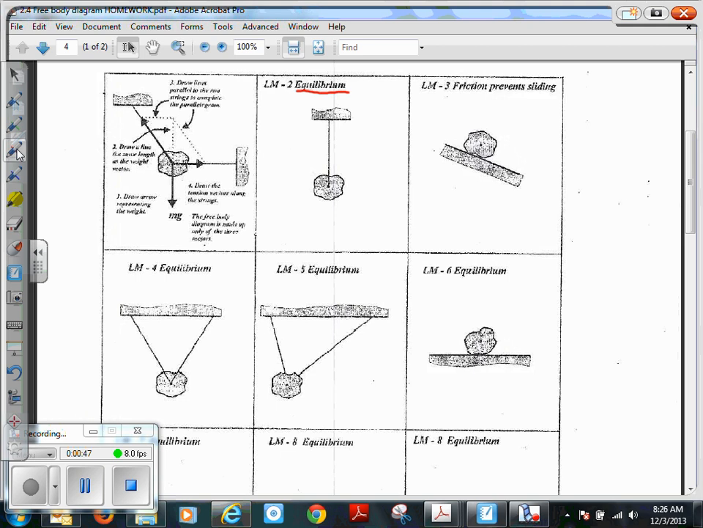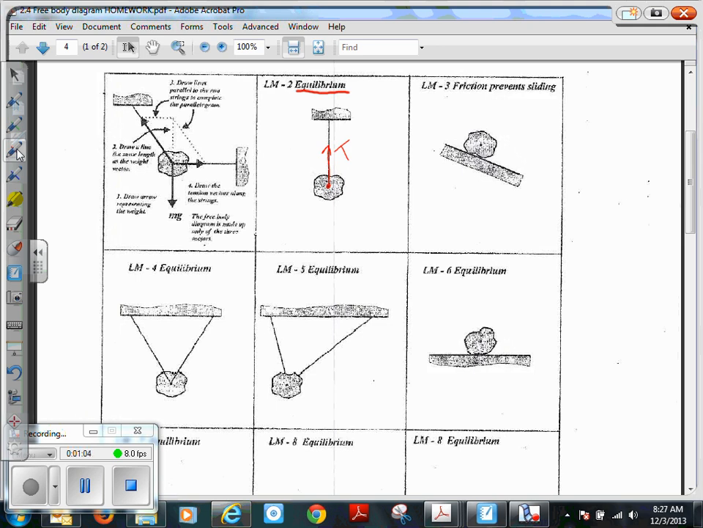So the first force that we have here is going to be tension, right? And remember, the length of the vector means something. That means the number, and then the arrow, the head, is showing the direction.